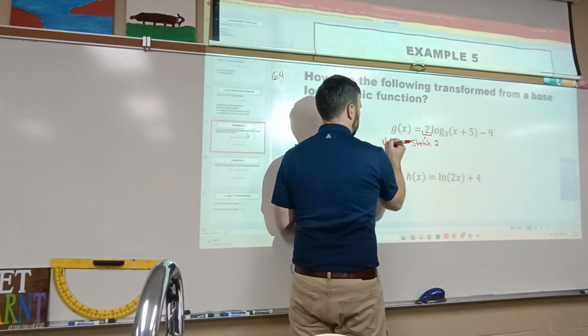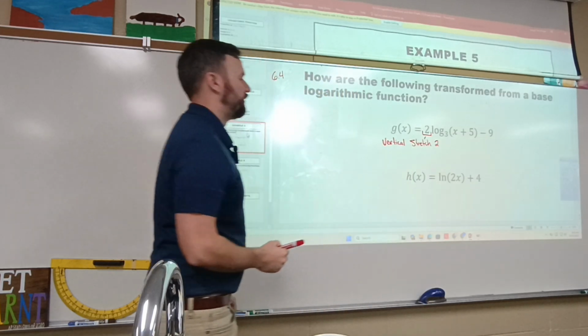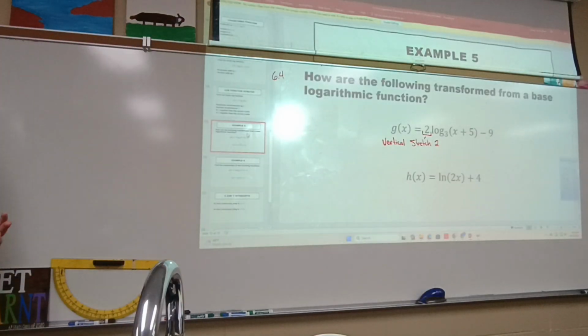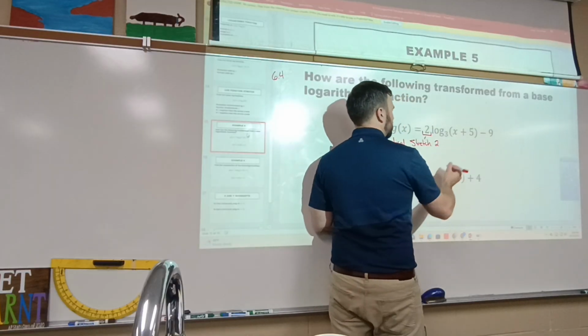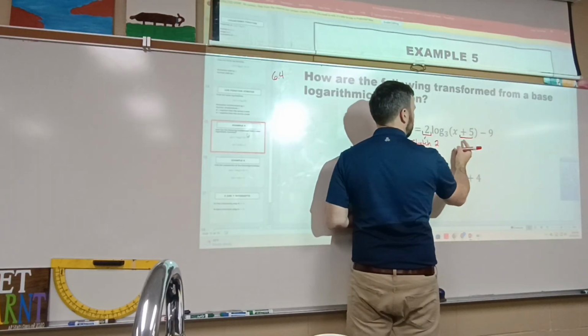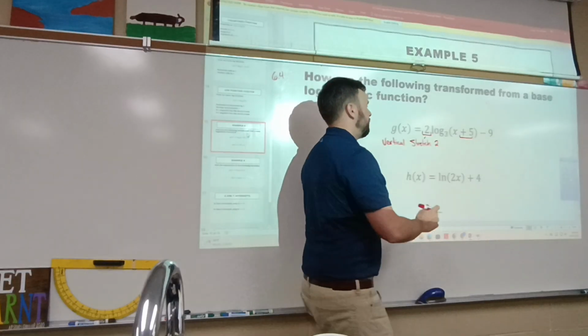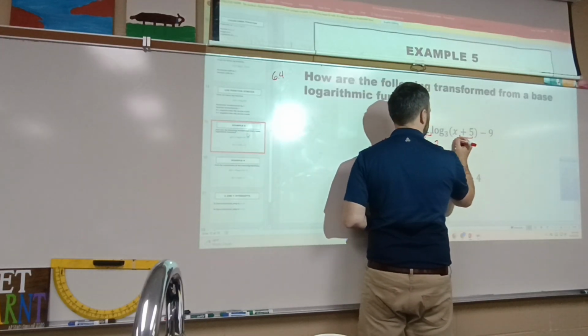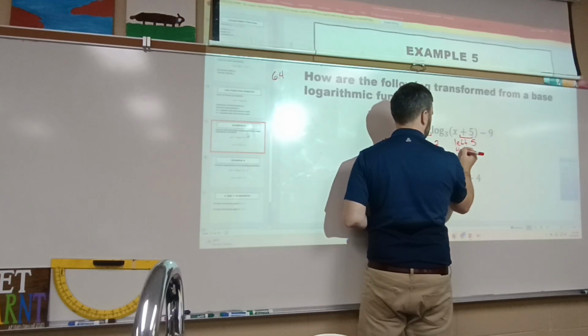Oh, let's do this too. It's vertical. Anything on the outside is vertical. Anything on the inside is horizontal. The plus 5, since it's in parentheses, you go the opposite way. So that's going to be left 5. Yeah, it's horizontal if it's by the x.